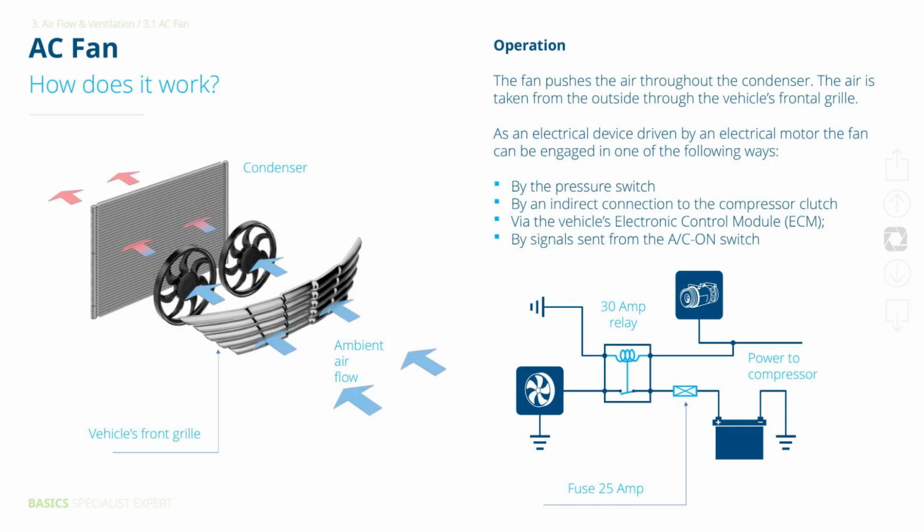The condenser fan pulls in outside air through the front grill and pushes it across the condenser to remove heat. Since it's electrically driven, the fan can be activated in several ways depending on the vehicle's control system.